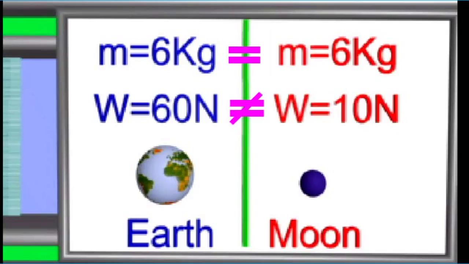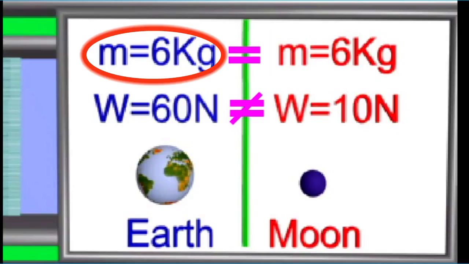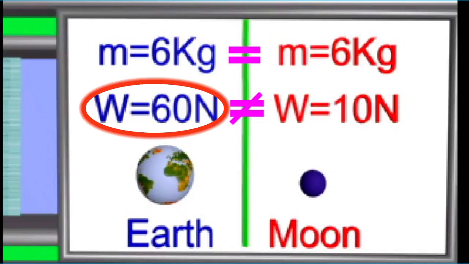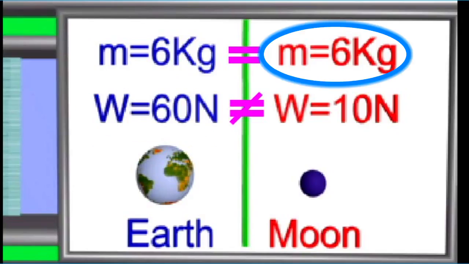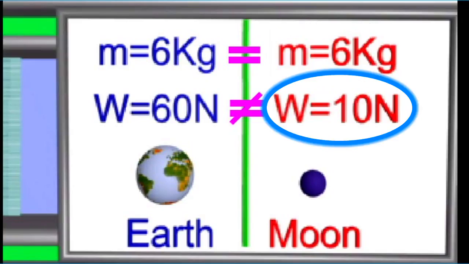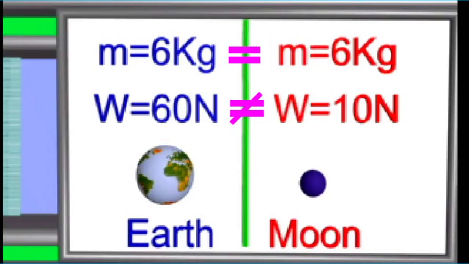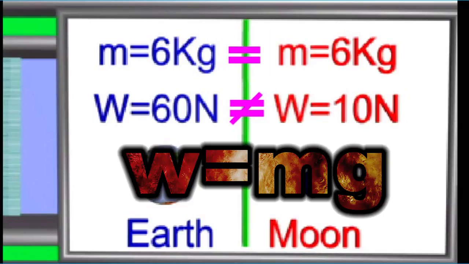For example, suppose a body's mass on Earth is 6 kilograms, then it weighs about 60 newtons. The mass of the same object on the surface of the Moon is the same 6 kilograms. But it weighs 10 newtons. We will explain these concepts further after we state Newton's laws. There we will see that there is a direct relationship between mass and the force of weight.